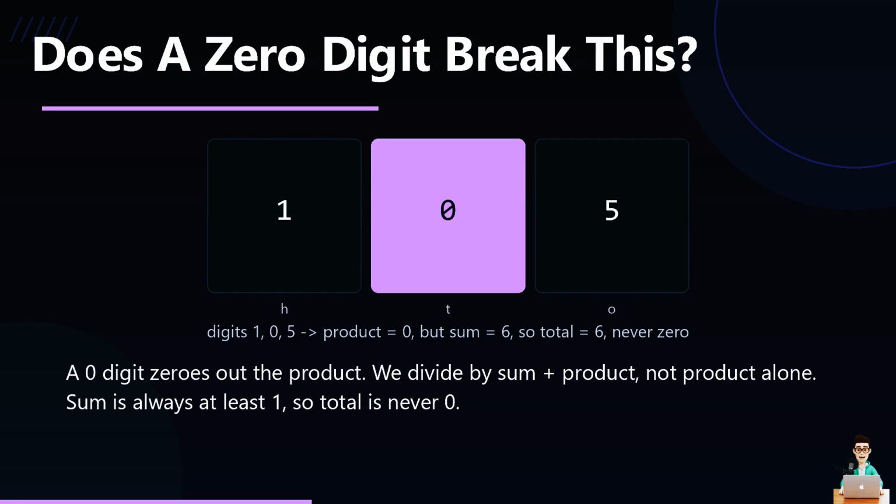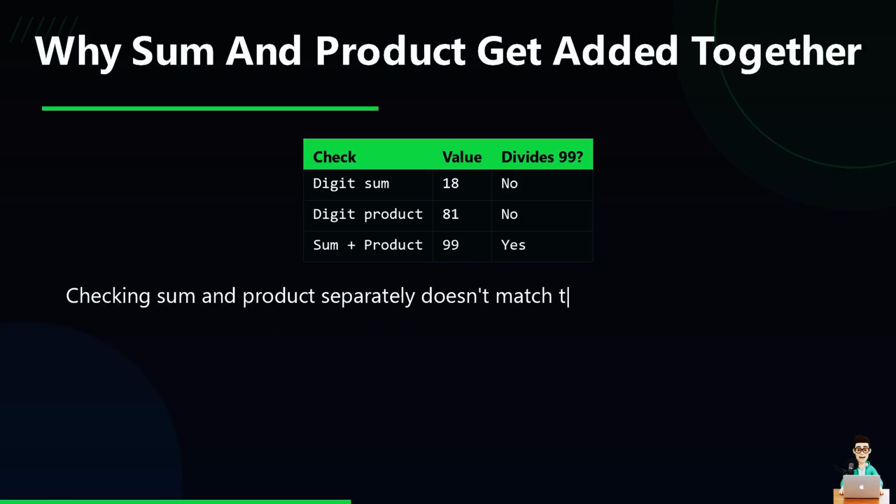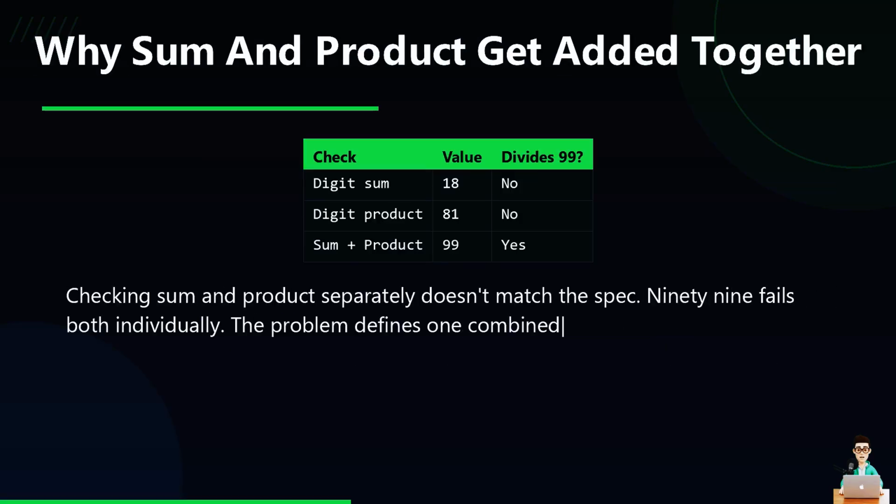Worth double checking against the problem statement. It says add the digit sum and digit product together, then check divisibility once. On 99, 18 alone doesn't divide it and neither does 81 alone. Only the combined 99 works. So the combining step isn't optional, it's the actual rule.